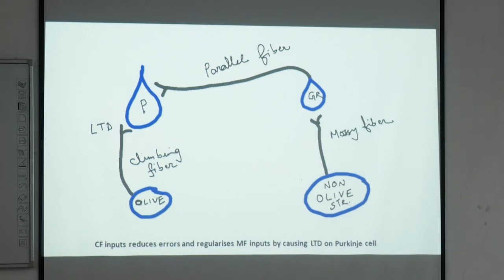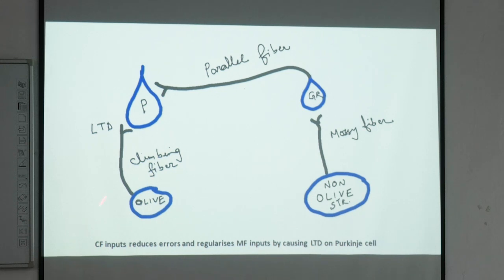These parallel fibers are nothing but the axons from the granular cells. This is the non-olive structure, meaning all spinal inputs from all your muscles are coming, and it is creating complex spikes on the Purkinje fibers. Now, every day you are trying to ride a bicycle or swim. So what is happening? This input is coming continuously, but it is a complex spike.